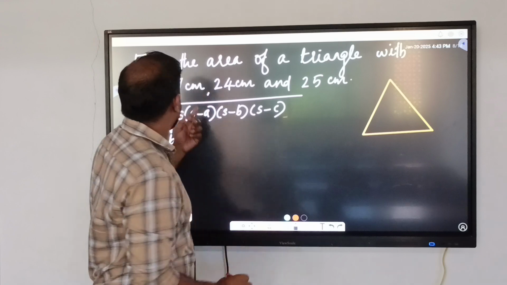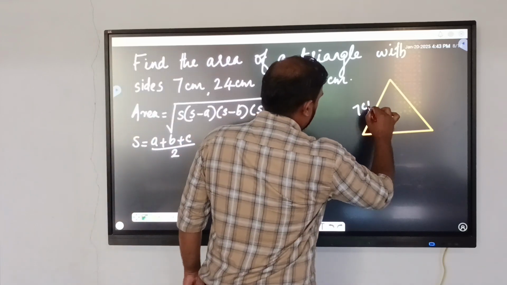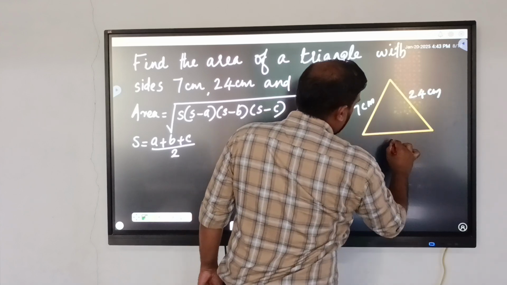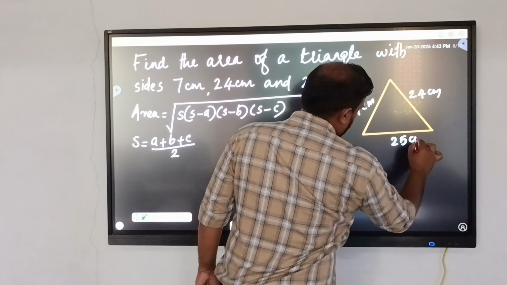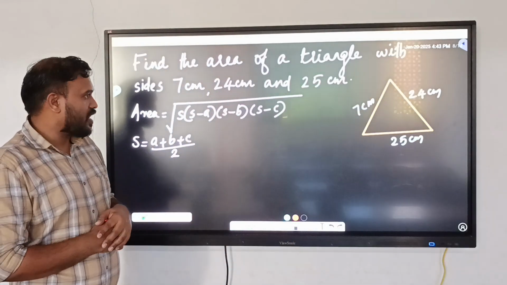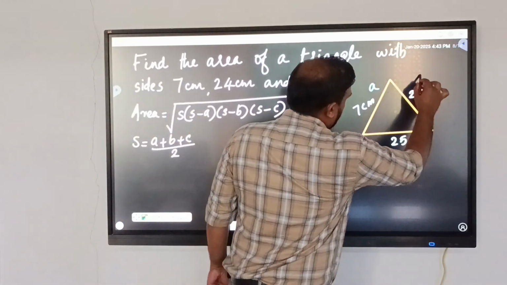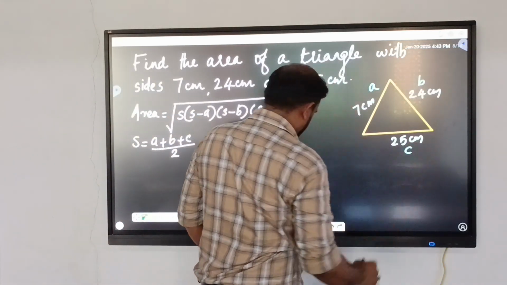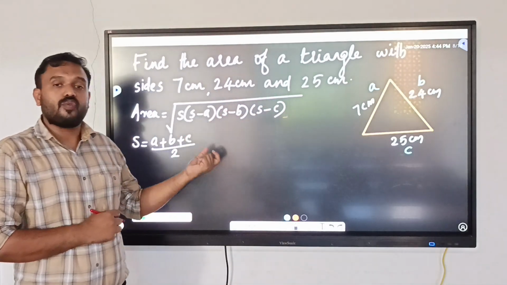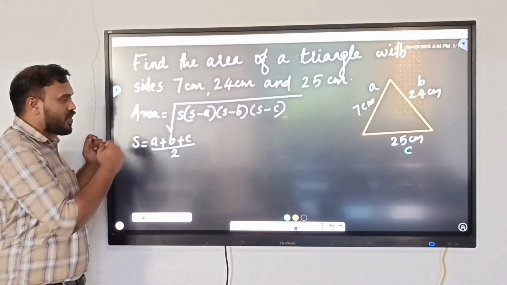And let us consider one side as 7 centimeter, the other side as 24 centimeter, and the other one as 25 centimeter. Then how can we find the area of this triangle? So consider one side as A, the other as B and the other as C. To apply Heron's formula, we should know the value of S. So how do we find the value of S here?